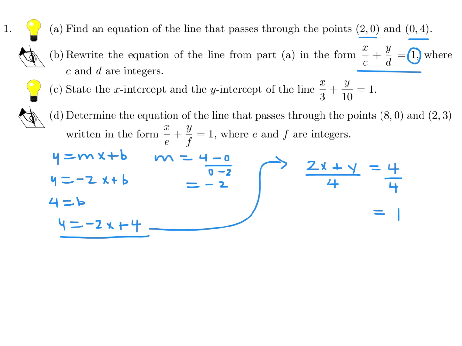So this becomes a 1, and this would become x over 2 plus y over 4. Although they don't specifically ask for it, I'm just going to write out that c in this case is 2 and d is 4.